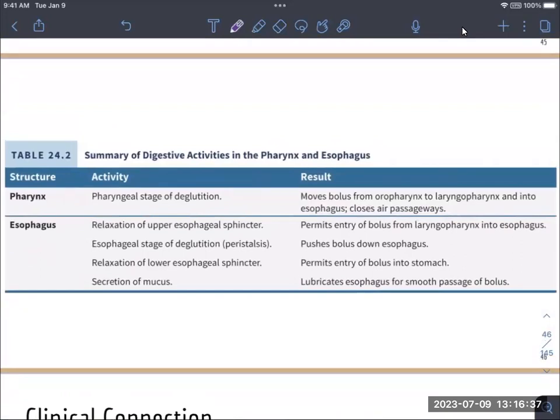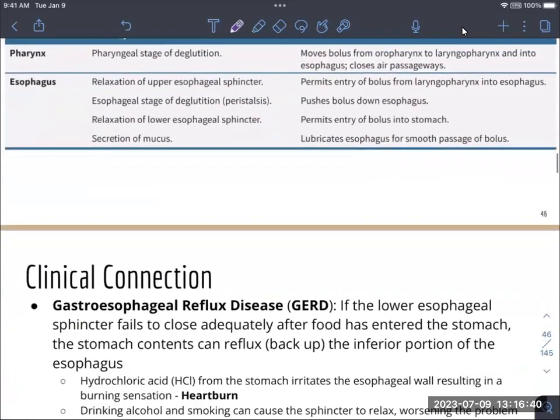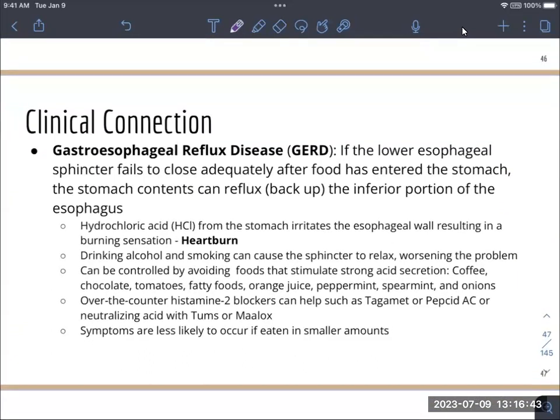So here's all the different stages in the pharynx and the esophagus. GERD, gastroesophageal reflux disease. It actually deals with the lower esophageal sphincter. If it does not close after food has entered the stomach, the stomach is moving that bolus around to break it down even further, and that can cause the contents of the stomach, including the acids in the stomach, to go back up into that esophagus.